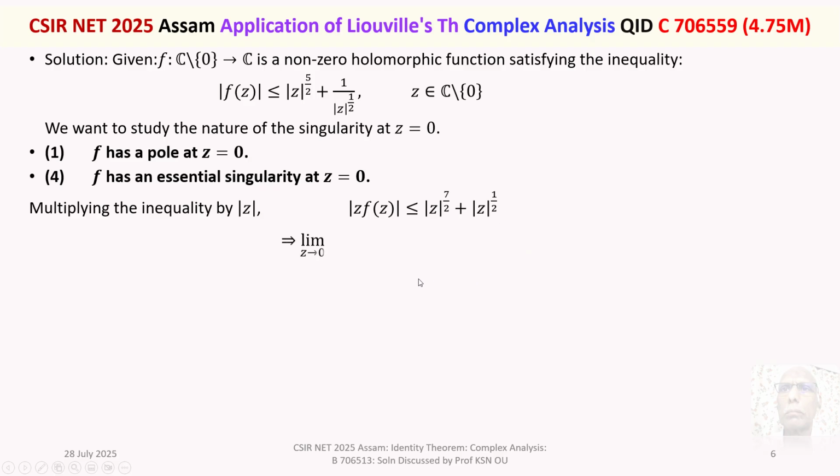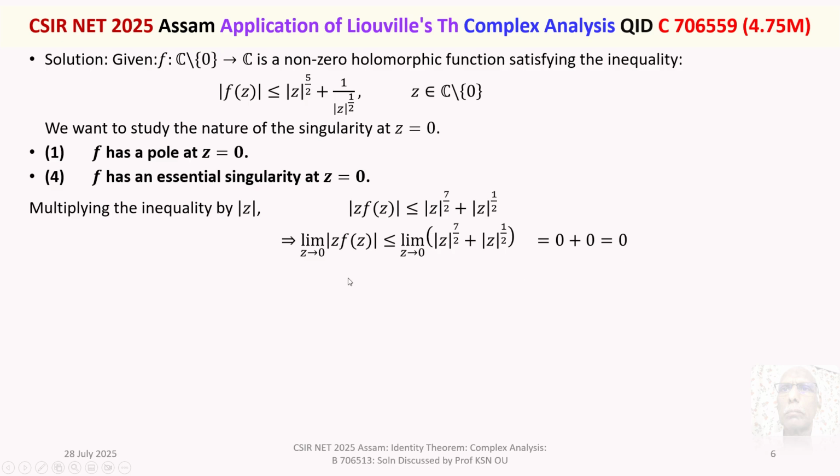Let us take the limit z tends to 0. Limit z tends to 0 of the left hand side, mod of z f(z), is less than or equal to limit z tends to 0 of the right hand side, that is mod z to the power of 7 by 2 plus mod z to the power of 1 by 2. And you know 7 by 2 is positive, 1 by 2 is positive. As z tends to 0, mod z to the power of 7 by 2 is 0, so also mod z to the power of 1 by 2. 0 plus 0 is equal to 0.